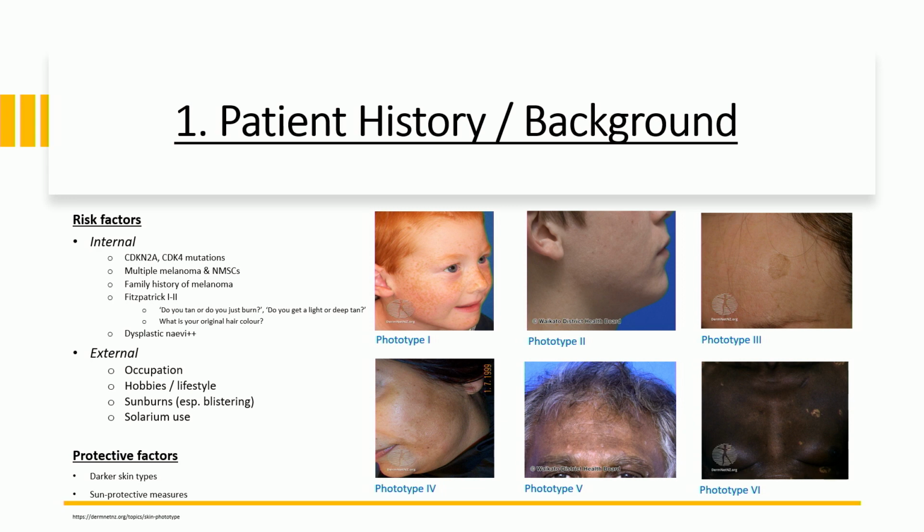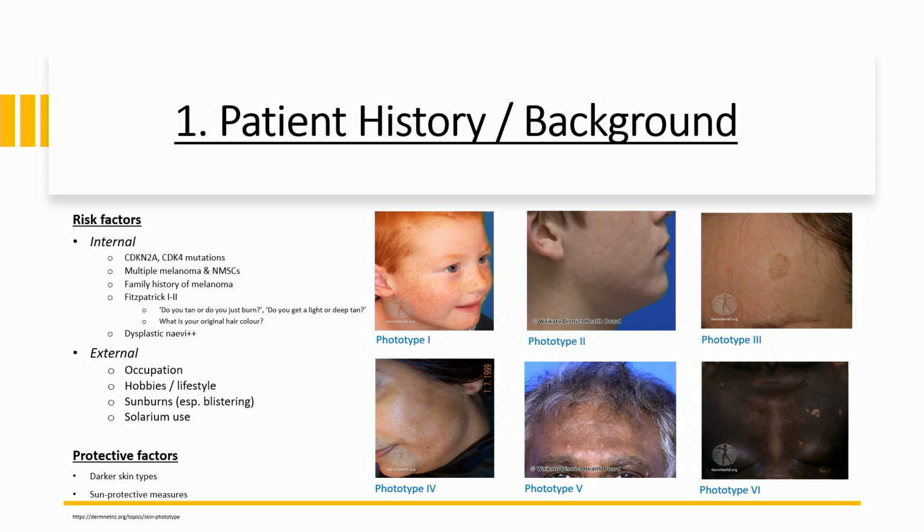So intrinsic or internal risk factors, things like CDKN2A or CDK4 mutations. They are genetic mutations that significantly increase your risk of having melanoma. So with these kinds of patients, when they come to the clinic, it is not infrequent to see the patient's mom and the patient's grandma, or the whole family. Often they will be booked together and then you will say, oh yeah, I know your mom, or I know your grandma. And patients who have had multiple melanomas and non-melanoma skin cancers in the past are at high risk of having more skin cancers in the future.